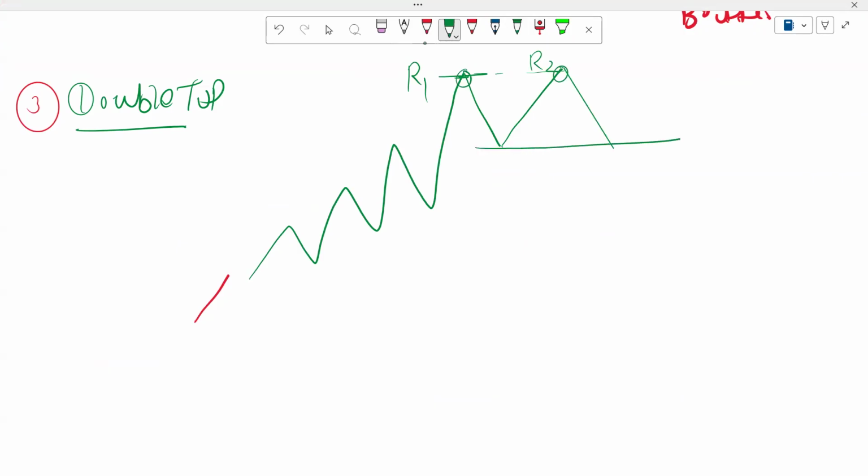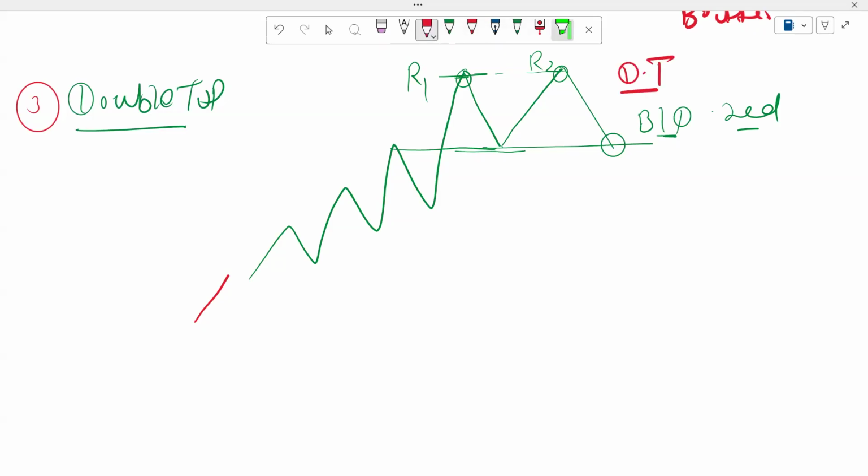The third time it has broken down. It has broken this line. This will be your line, and you have to mark a line at this point and wait for the breakdown. For the breakdown candle, a red candle's 50% area has to be below this trend line. Then you can say this is your double top.